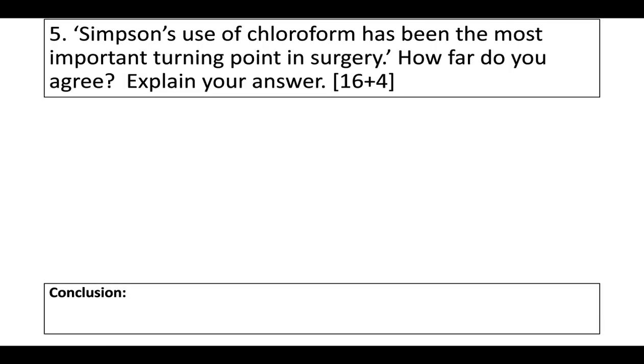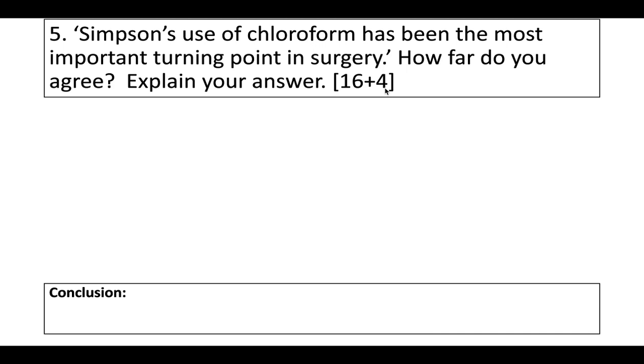Number 5, okay, last question and biggest question, arguably the hardest question on the paper. It will always give you a statement about medicine in Britain. It will give you a statement and then it will ask you how far you agree. So this is a judgment question. You're making a judgment. You have to form and weigh up an argument and make a judgment. You notice that it's 16 marks plus 4. The 4 is for SPAG: spelling, punctuation, and grammar.